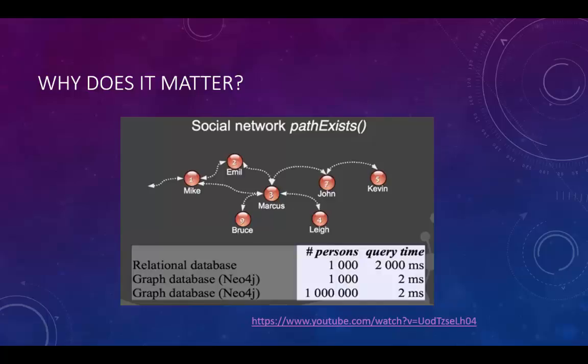Why does it matter? Why is this so important to consider? It all comes down to how fast and efficient a database can return a query. For example, when put to the test, Neo4j is 1,000 times faster than a relational database. They did a large query of 1,000 people and returned the query in 2 milliseconds. It took the competing relational database 2,000 milliseconds for the same query.